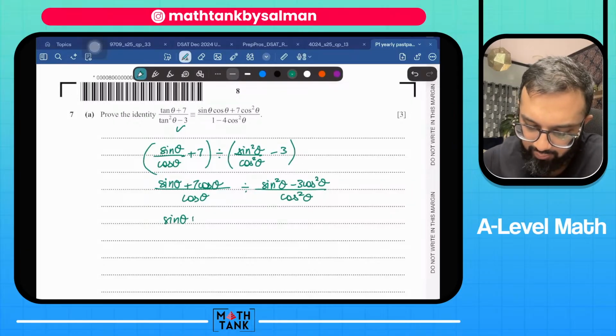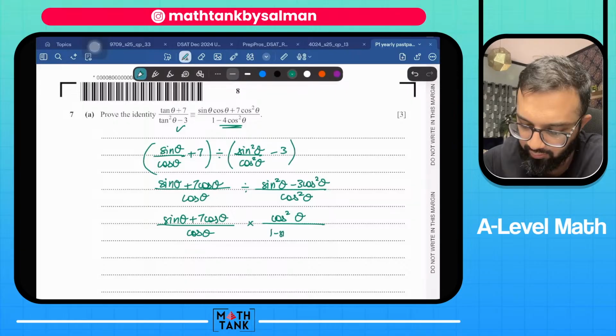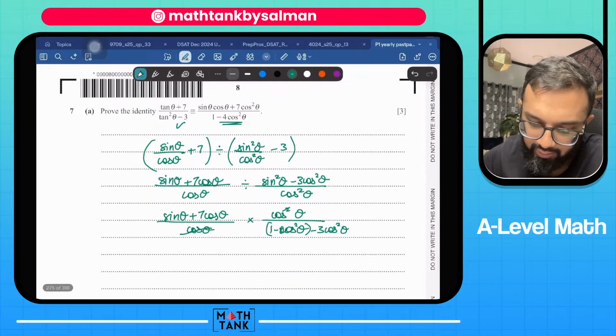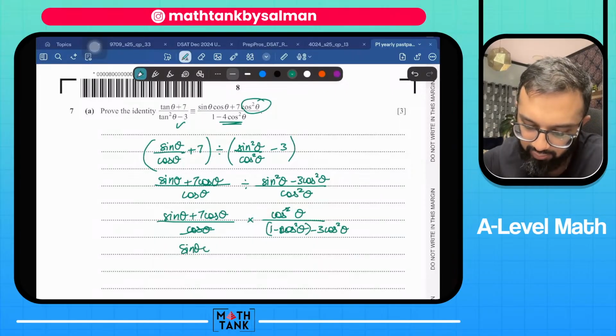The sine theta plus 7 cos theta. I'm going to change the divide to multiply. Okay, and I need cos square in the denominator, so I'm going to change sine square into 1 minus cos square theta as well. This cancels out with that. I see that this is 7 cos square theta, which means that I have to multiply sine theta and cos theta together, plus 7 cos square theta.